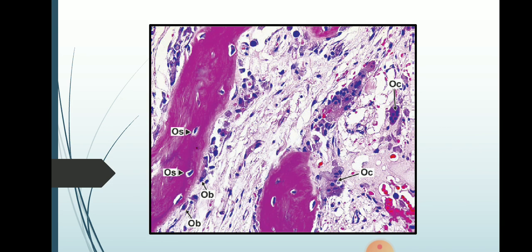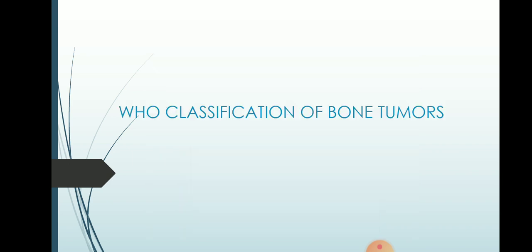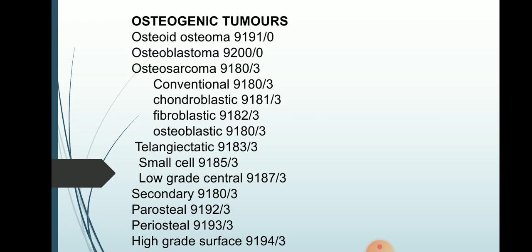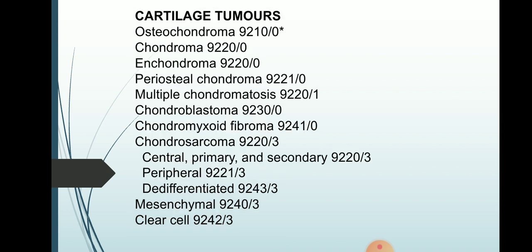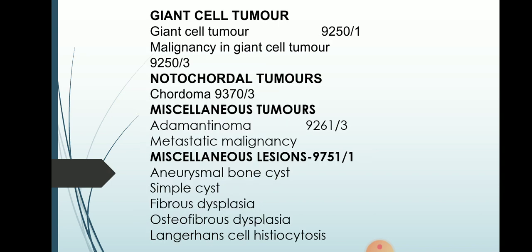This is the image showing various cells of bone. Osteoclast cells, which are multinucleated giant cells, osteoblast cells lining the bony trabeculae, and osteocytes. Moving on to the WHO classification of bone tumors. Osteogenic tumors: osteoid osteoma, osteoblastoma, osteosarcoma; cartilage forming tumors: osteochondroma, chondroma, periosteal chondroma, chondroblastoma, chondrosarcoma; giant cell tumor, notochordal tumors, and other miscellaneous tumors.